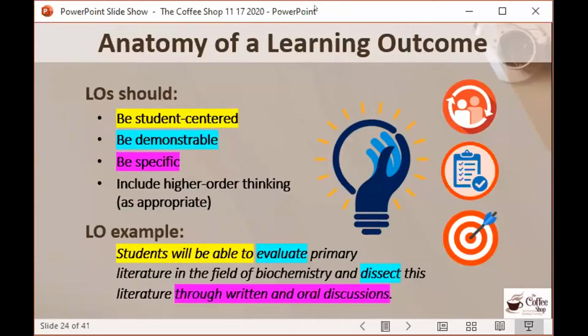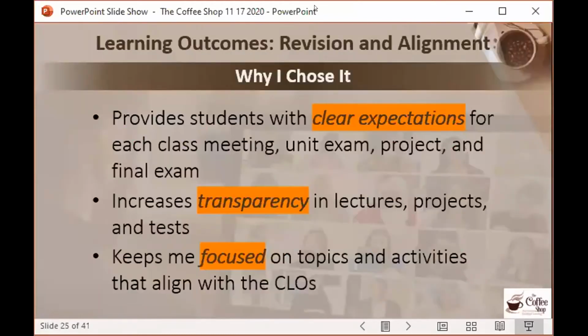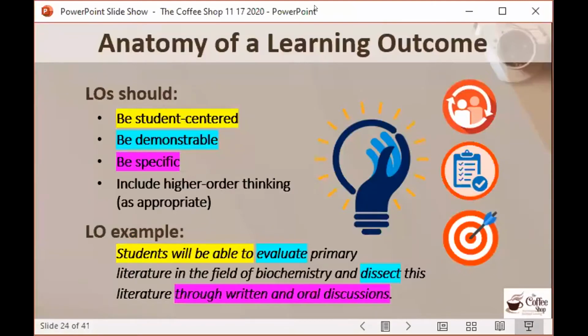So my students read this learning outcome and know that they're going to be participating in discussions, written and oral discussions. This is a 4,000 level course. So of course, we don't want our learning outcomes to be centered in remember and understand. A couple can be, but most of our learning outcomes want to be at the levels of apply, analyze, evaluate, and create. And evaluate and dissect fit those level 4 and 5 learning outcomes.